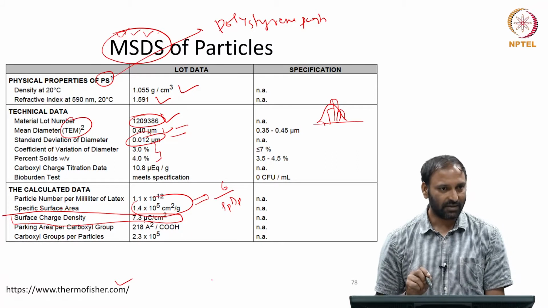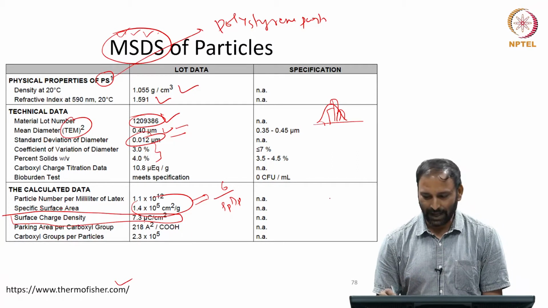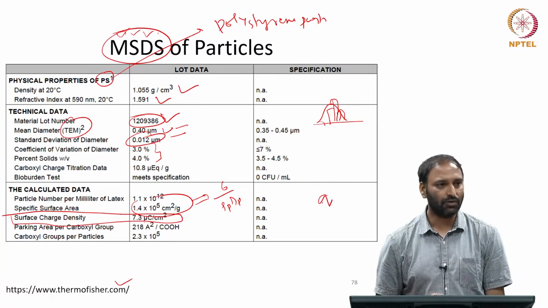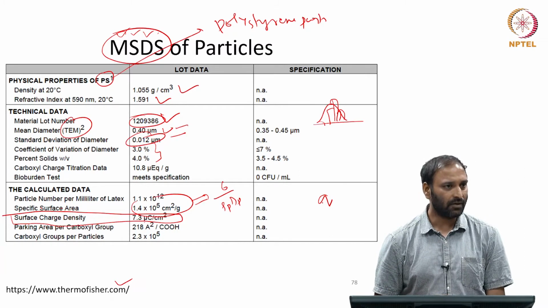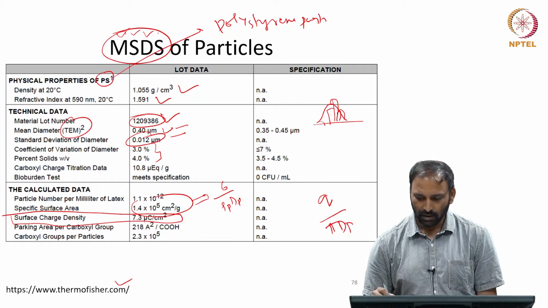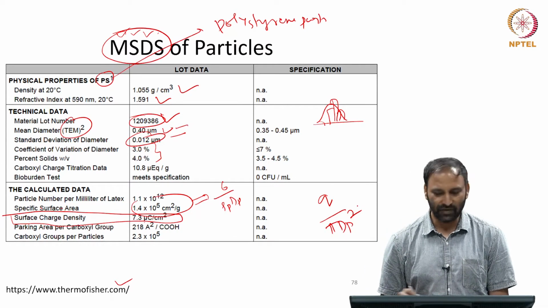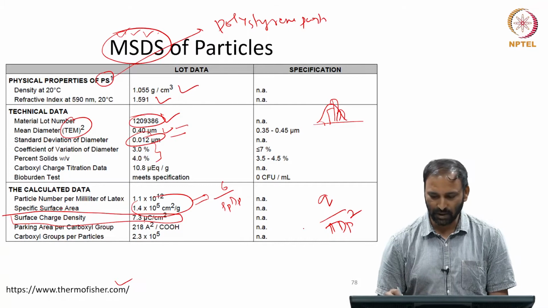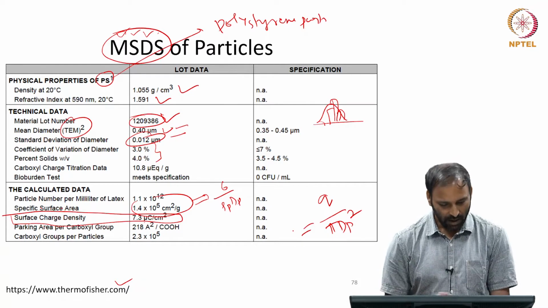I said that the surface charge density is defined as the total charge Q on the particle surface divided by again the surface area, which for a spherical particle is pi dp square. That is how it is obtained. And there are two other nice parameters you can think about.